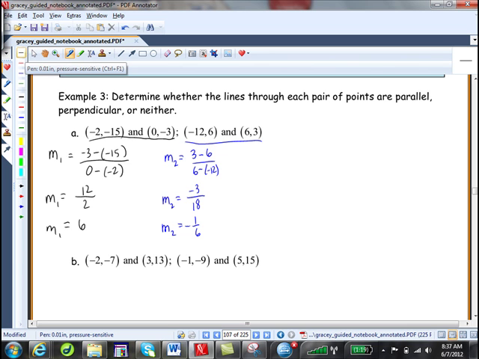Then you start to reason. The lines are not parallel, since the slopes aren't the same. 6 is certainly not equal to negative 1/6 unless you hit the margaritas before this movie, right? All right.